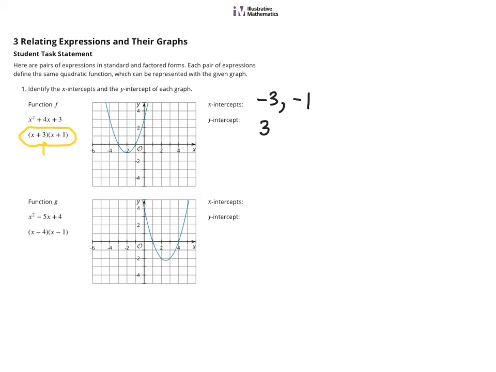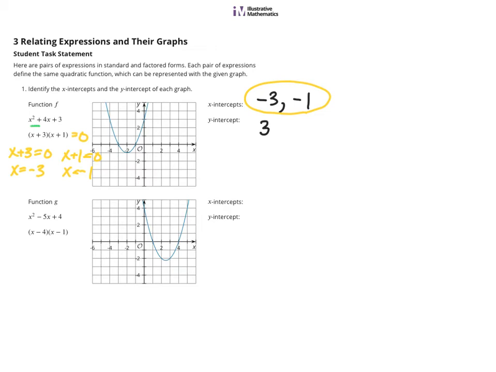I see a 3 and a 1. What we're actually doing here is setting this equal to 0, that means x plus 3 equals 0. Sorry, let me erase that. x plus 3 should equal 0, or x plus 1 equals 0. And if I solve those, I get -3 or -1, which is where this comes from.